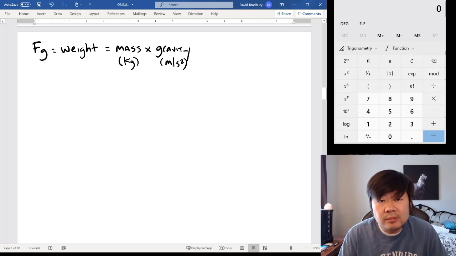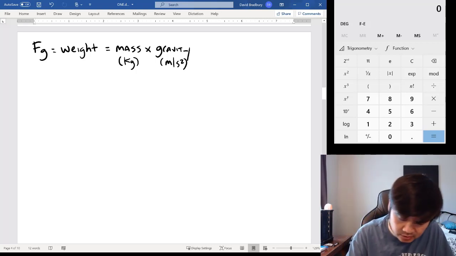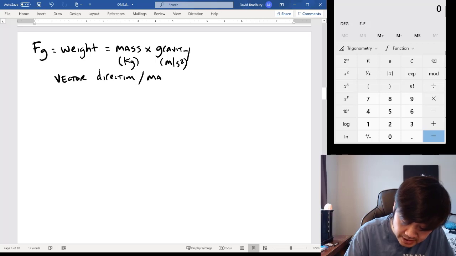All right, now there's a lot about gravity that we don't discuss in physics, so we just do it as a vector. So let's define what a vector is. A vector has direction and it has magnitude.